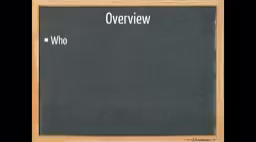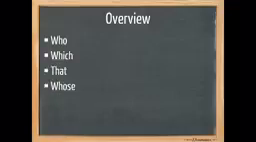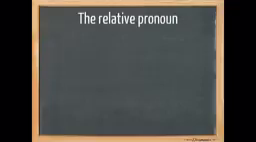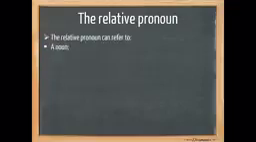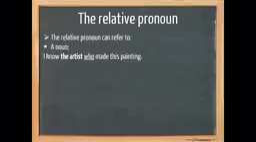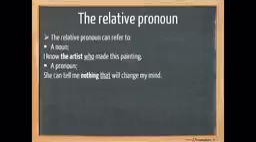In this lesson, I'm going to show you how and when to use who, how and when to use which, when and how to use that, when and how to use whose, when and how to use whom, and when and how to use what. The relative pronoun can refer to a noun. For example, I know the artist who made this painting, and here who is a relative pronoun and the artist obviously is a noun. A pronoun?